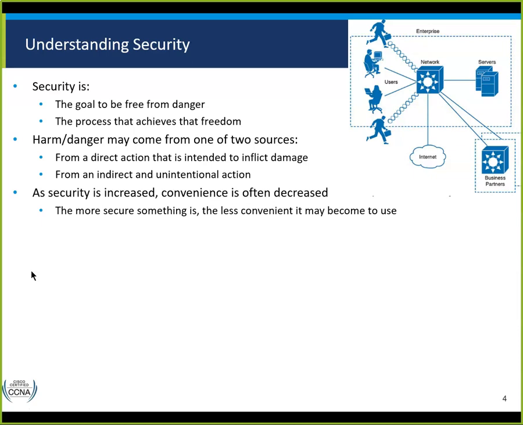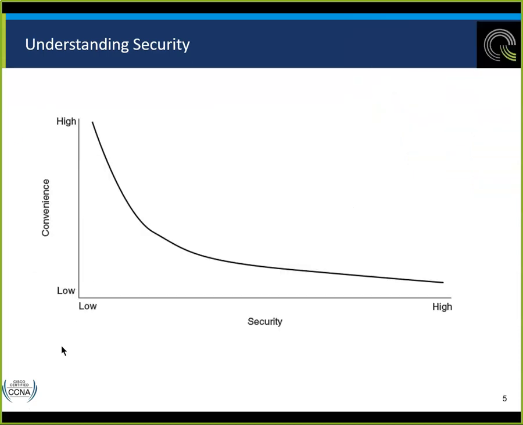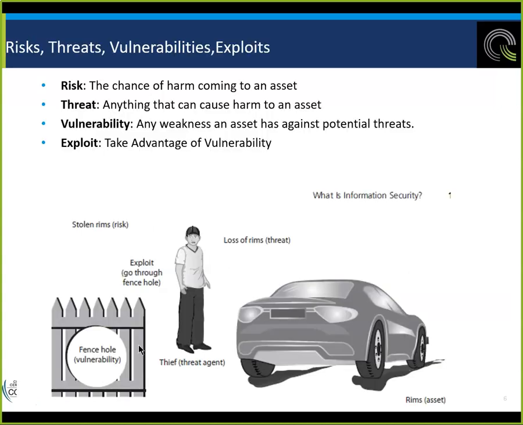That is truth. That's one of the cornerstones that we have, that as we increase security, we're generally going to decrease convenience, and as we increase convenience, we're going to decrease security. If it's secure, it's probably not going to be convenient, and if it's convenient, it's probably not going to be secure. The little graph here shows high convenience, low security, and high security, low convenience.